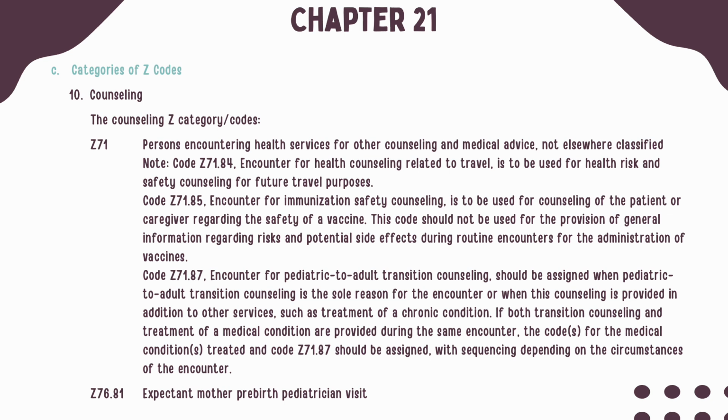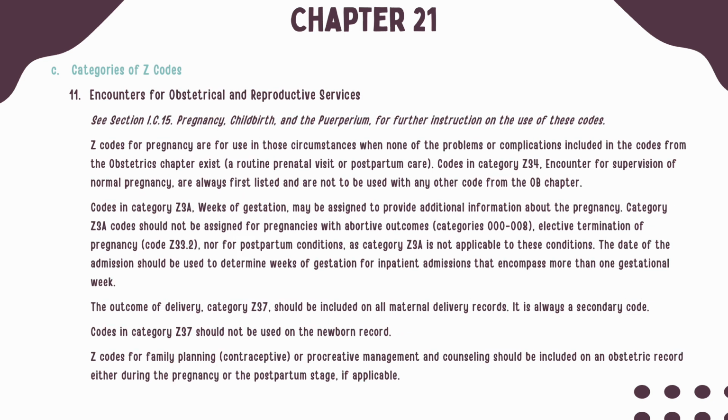Code Z76.81 is for an expecting mother who visits the pediatrician prior to birth. Z codes for pregnancy are for use in circumstances when none of the problems or complications included in the codes from Chapter 15 exist, such as a routine prenatal visit or postpartum care. Category Z34 for encounter for supervision of normal pregnancy are always first listed, and they should never be used with any code from Chapter 15.